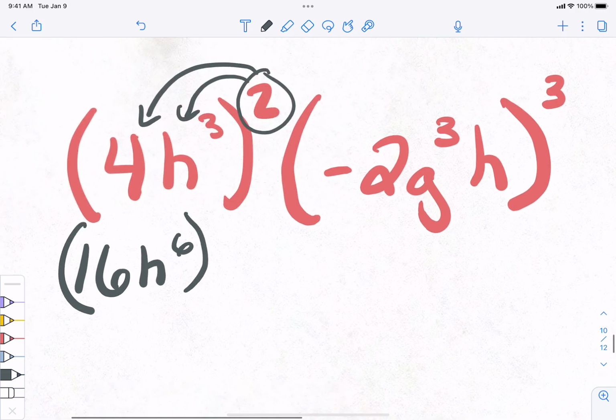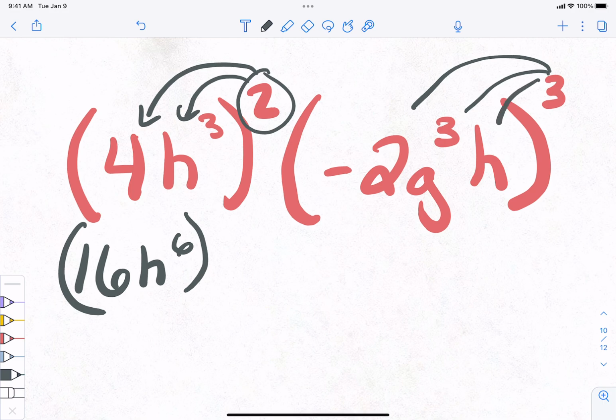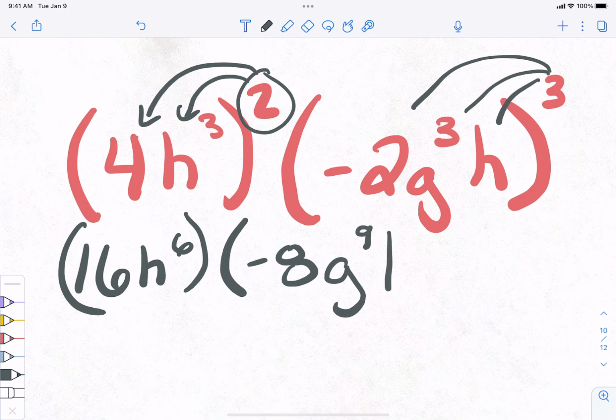And then the other one, we got to distribute the 3 through. So -2, we have to take that to the 3rd power. -2 times -2 times -2 is -8. Negative. Okay. G to the 9th. H to the 3rd.